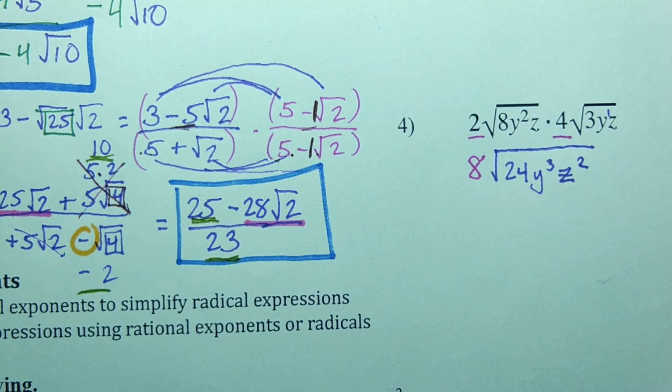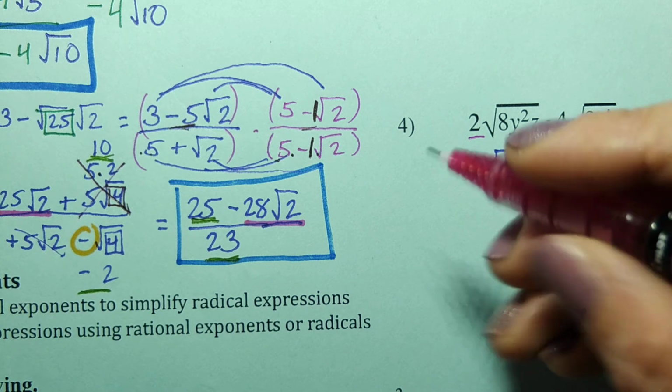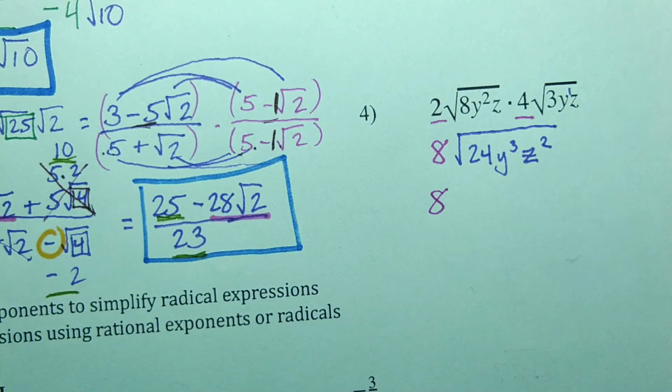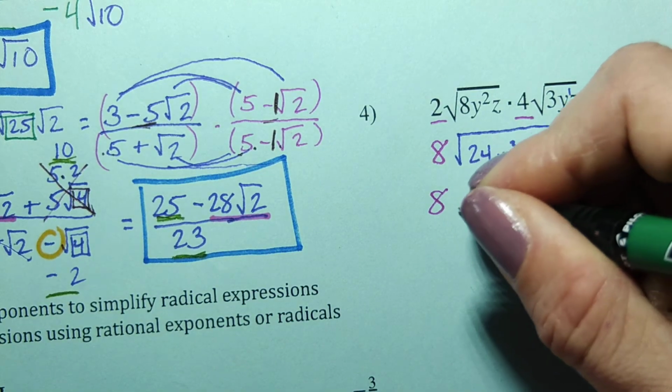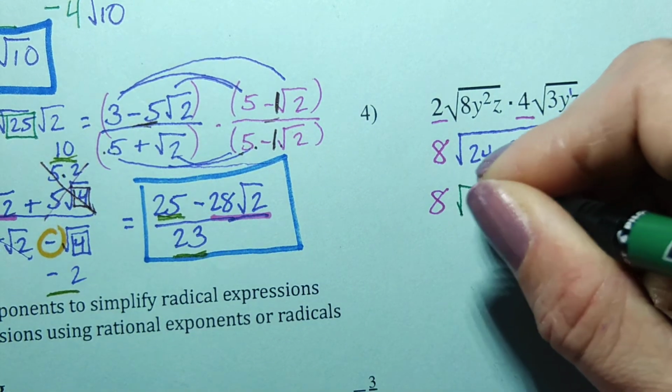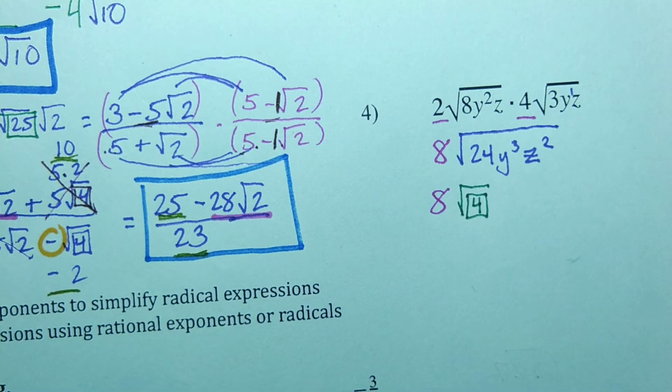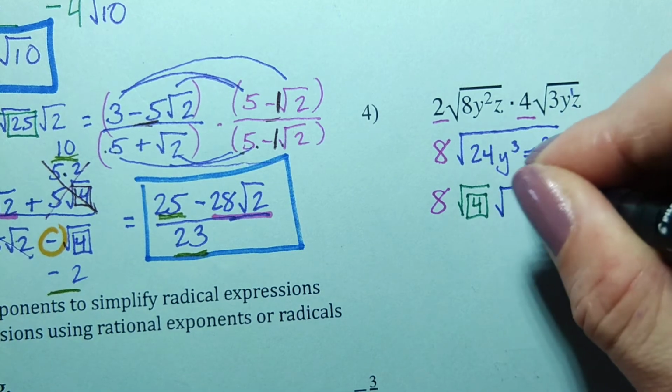Now, I have carried out the operation, but after we do that, our final step is always to check to see if we can simplify further. Is there anything we can simplify here? Yes. What's the biggest perfect square I can take out of 24? 4. And that would leave me with a 6.